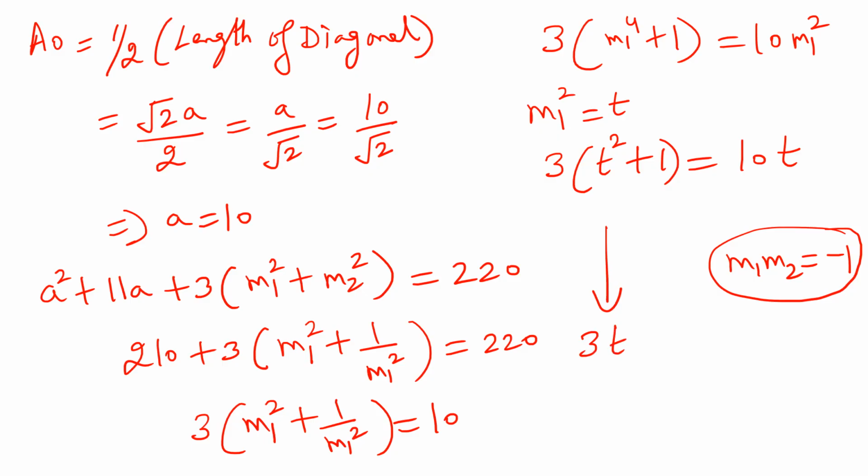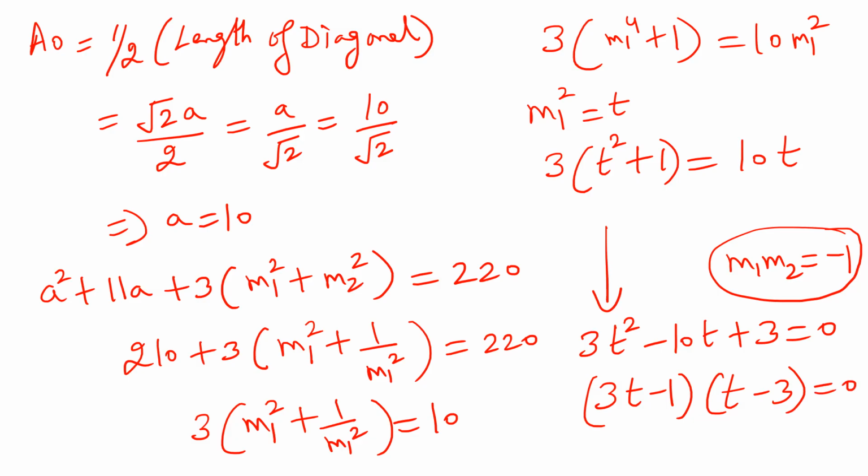Now it becomes 3T square minus 10T plus 3 equal to 0. And factors of this equation are 3T minus 1 into T minus 3. So from here we get the values of T as 3 or 1 upon 3. So that means either M1 square is equal to 3 or M1 square is equal to 1 upon 3. Now we move further.